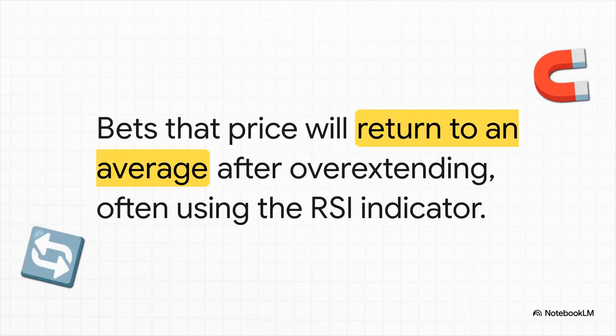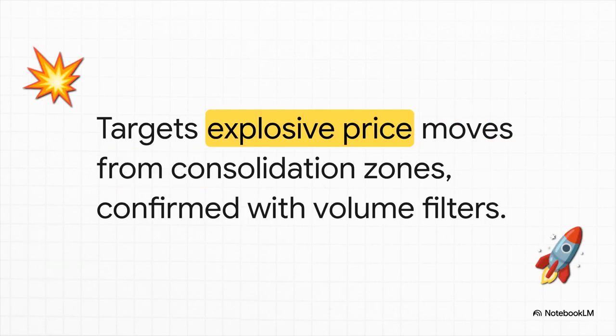Next is mean reversion, which is basically the total opposite. This strategy works on the idea that price acts like a giant rubber band. When it gets stretched way too far in one direction, it has a tendency to snap back toward the middle. So, we use indicators like the RSI to spot when things are way overbought or oversold, and we bet on that snapback. And finally, you've got breakout strategies.